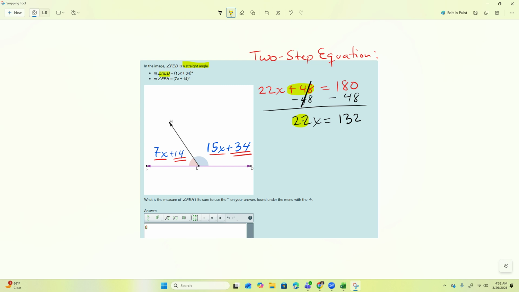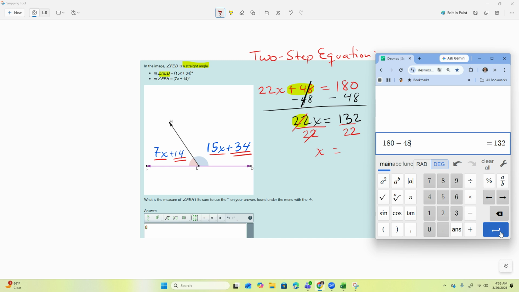I'm going to take the 22 that is multiplying, and I'm going to do the opposite of multiplying by 22. What is the opposite of multiplying by 22? We're going to divide by 22. Okay. And the 22s are gone. And then x equal, and now take your calculator once again, and now do 132 divided by 22. And you can see it's equal to 6.